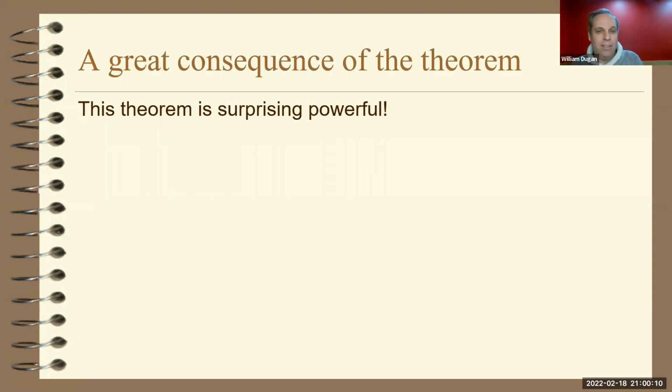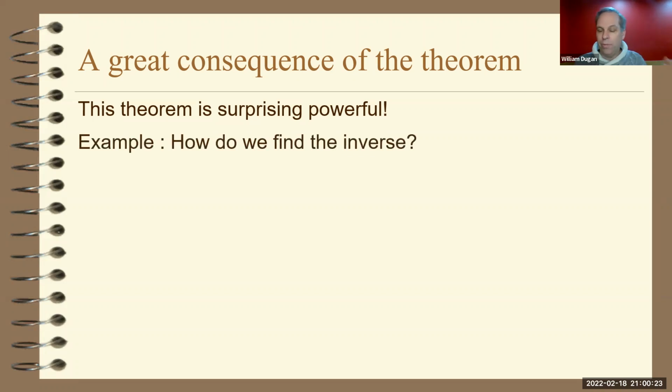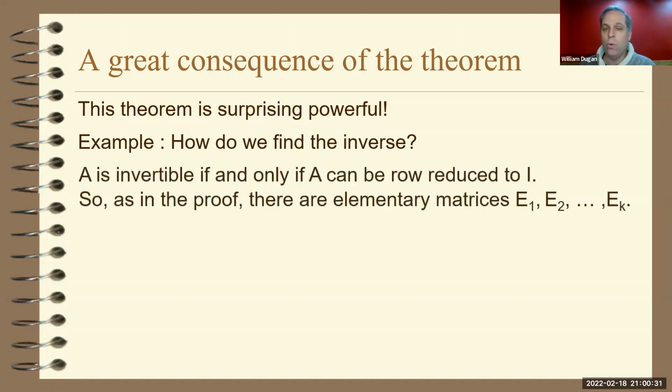I think it's a good idea to show you at least one cool way this can be used. And it's certainly one of the reasons we went through all this work today, to get to this surprising consequence. So how do we find the inverse? I've done all this work, but I've never actually said, here's the way to find the inverse. So now we can do that. Suppose that A is an n by n matrix. We know that it's invertible if and only if it can be row reduced to the identity.